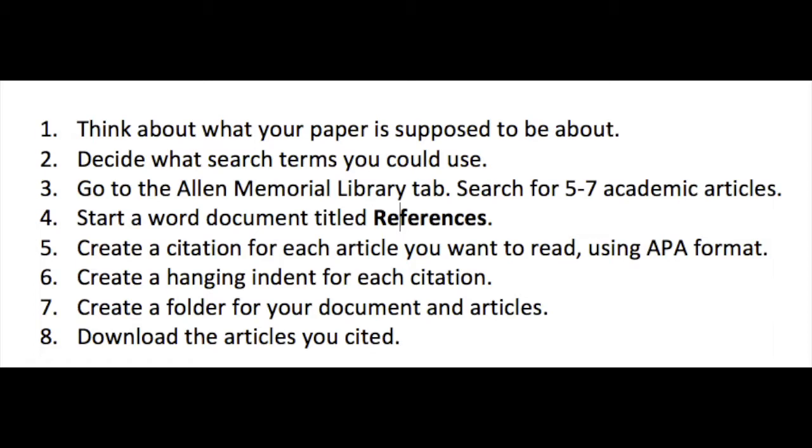Now it's your turn. Think about what your paper is supposed to be about. Decide what search terms you should use. Go to the Allen Memorial Library tab. Search for 5 to 7 academic articles. Start a Word document titled References. Create a citation for each article you want to read using APA format. Create a hanging indent for each citation. Create a folder for your document and articles. Download the articles you cited.